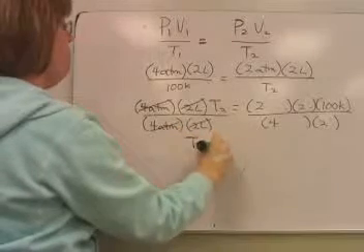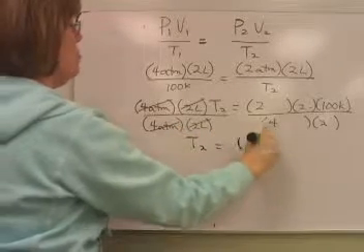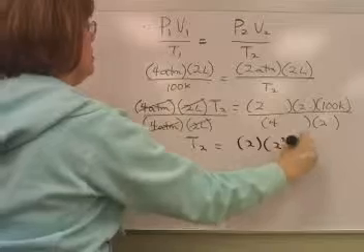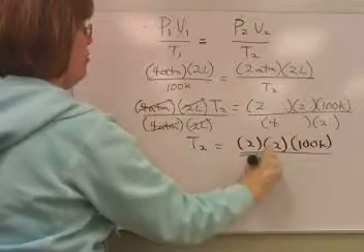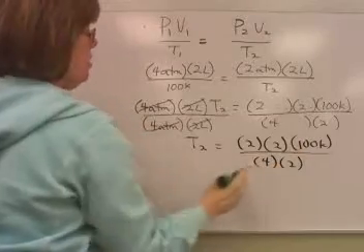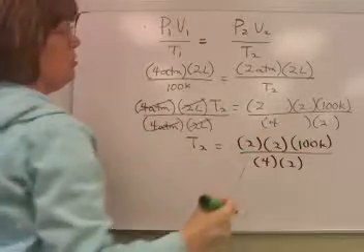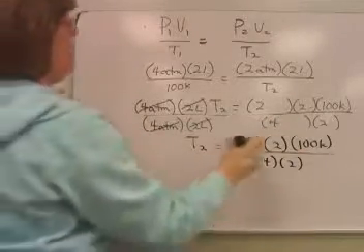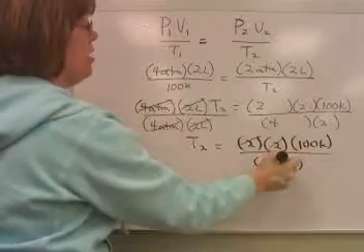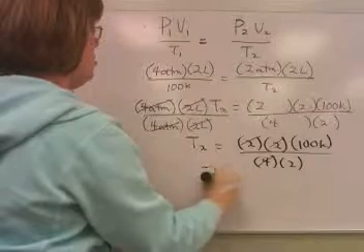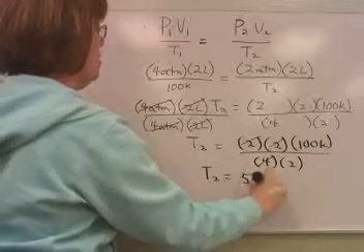So T2 equals 2 times 2 times 100 Kelvin divided by 4 times 2. Well, there's a number of ways you could do the math here. Basically, this is 4, right, which will cancel with that 4. So we have 100 divided by 2. So our temperature is going to be 50 Kelvin.